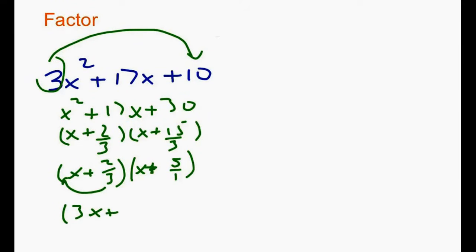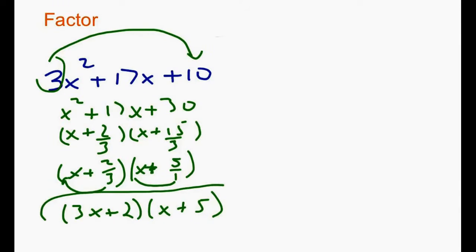3x plus 2, the 2 is still there for the numerator. We'll slide that 1 over in front of the x. 1x plus 5. And then we add 3x plus 2 times the quantity, x plus 5. We have factored our trinomial.